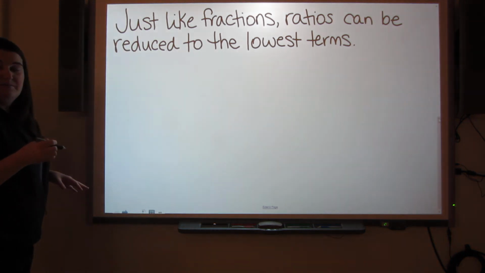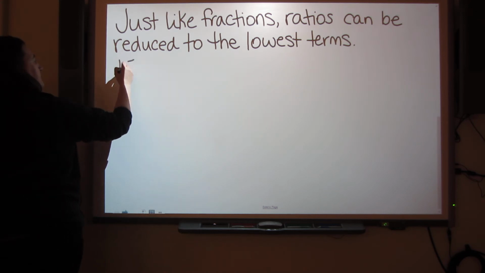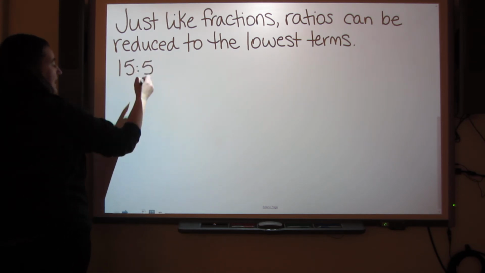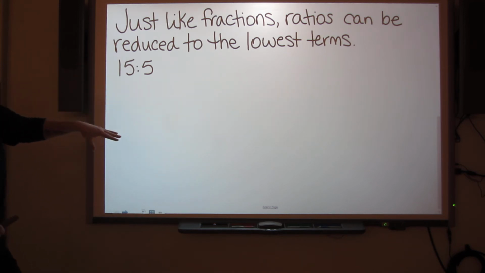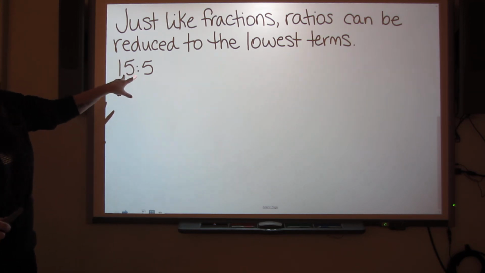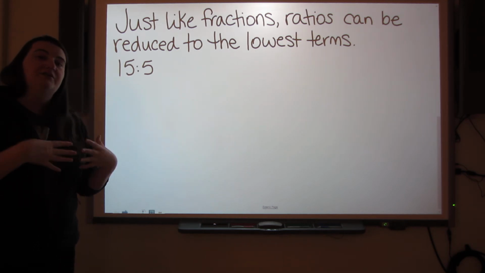So as an example, let's say that you've got a ratio of 15 to 5. So you can rewrite that in lowest terms by figuring out what's a number that I can divide into 15 and 5 to make that ratio smaller.